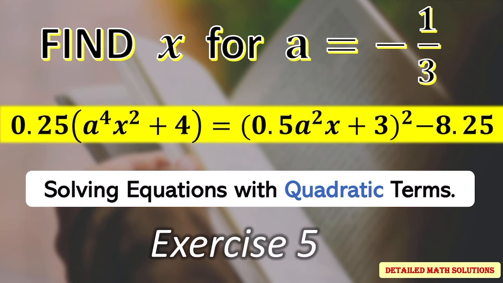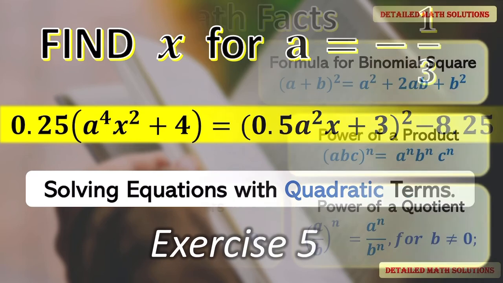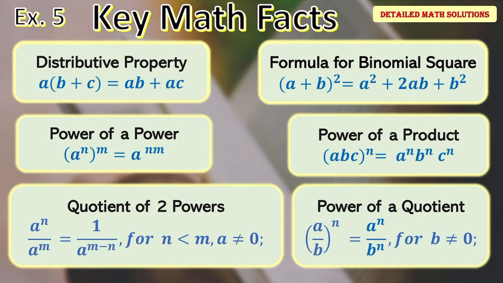In this video, I'm going to write step by step how to find x for a equals negative 1/3. To solve this equation, I'm going to use the distributive property, the formula for binomial square, and the rules of exponents for power of a power, power of a product, quotient of two powers, and power of a quotient.